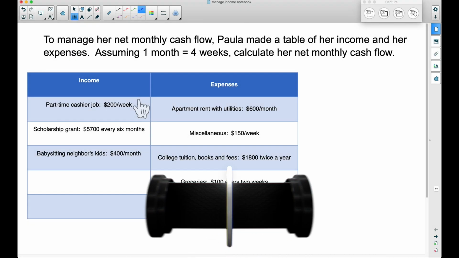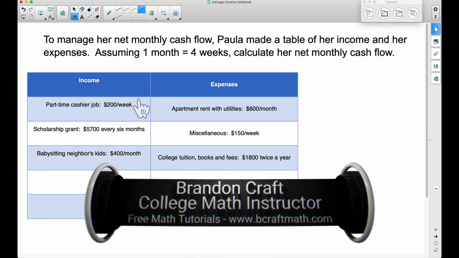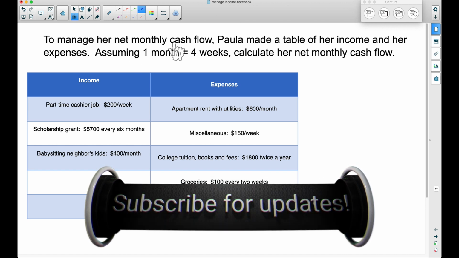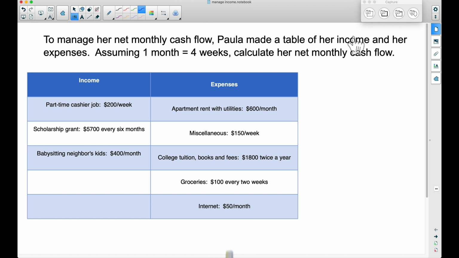Alright, in this video, we're going to look at an example of net monthly cash flow. In this example here, to manage her net monthly cash flow, Paula made a table of her income and her expenses. Assuming 1 month equals 4 weeks, calculate her net monthly cash flow. So Paula's got some money coming in, and then she has some money going out, her expenditures.